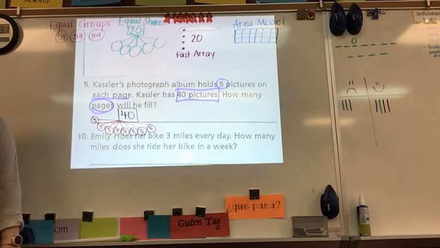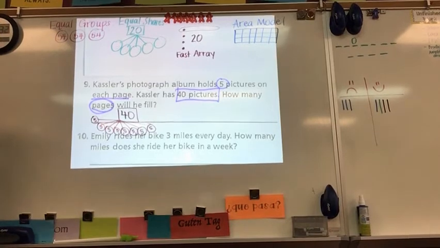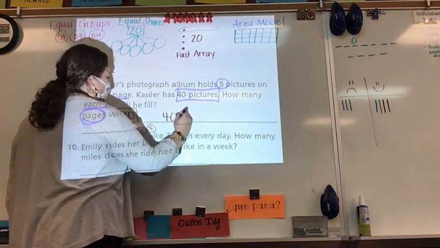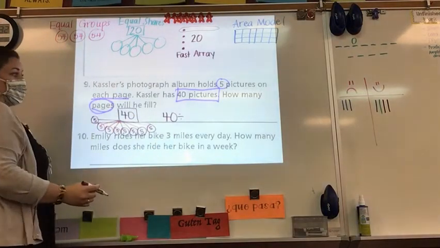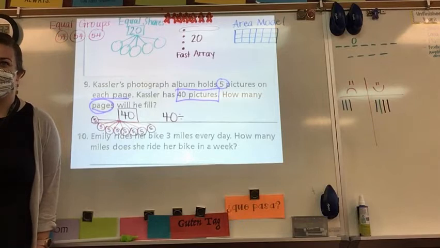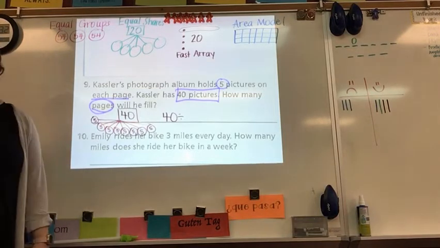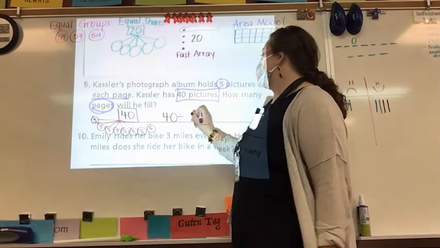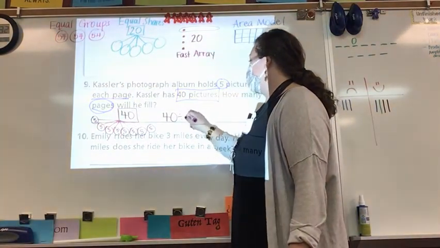Now I can solve. Who would like to give me an equation for this? Mr. Eli. I started with 40, so I must be dividing, right? 40 divided by 5 equals 8. I was wondering if I was going to trick you on that. Oh, never mind. You tricked me. You're right. We knew 5. We divided 40 by 5 because there are 5 in each group.